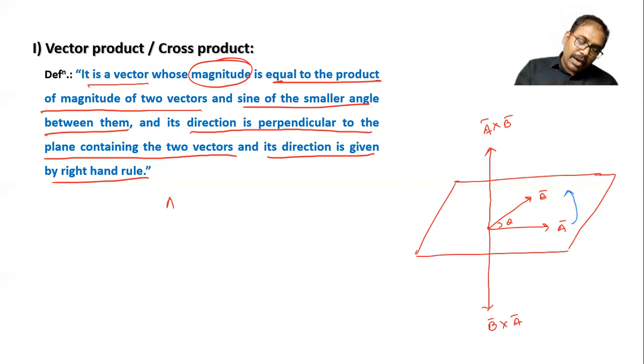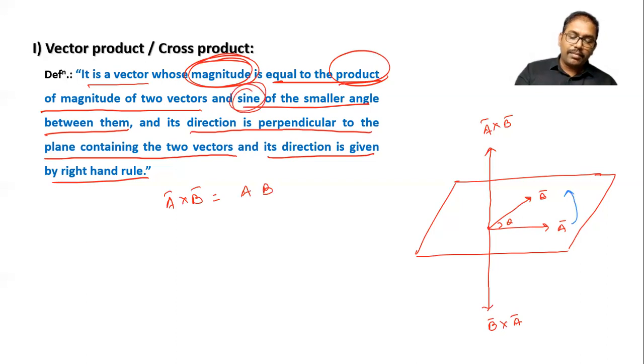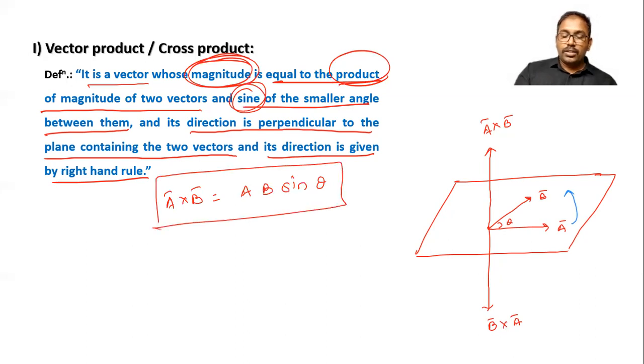And here the magnitude of A bar cross B bar is equal to the product of magnitudes of the two vectors: magnitude of A multiplied by magnitude of B into sine of the smallest angle between them. If A and B have a theta angle between them, then we write sine theta. So we get this one. When we write it in vector form, we have to write C cap, a unit vector, which is in the direction of this vector, A bar cross B bar. In magnitude, I can write here.